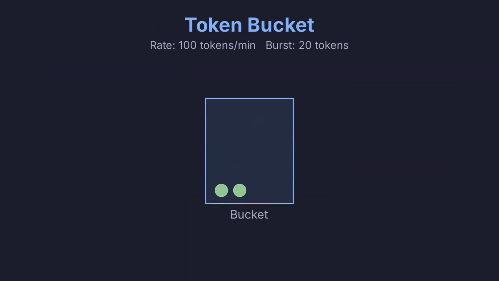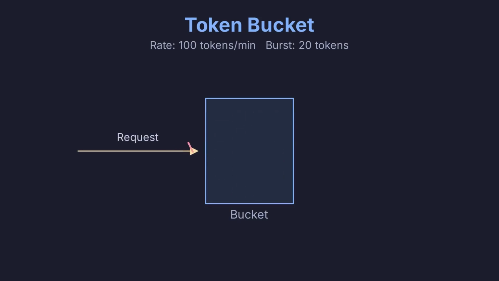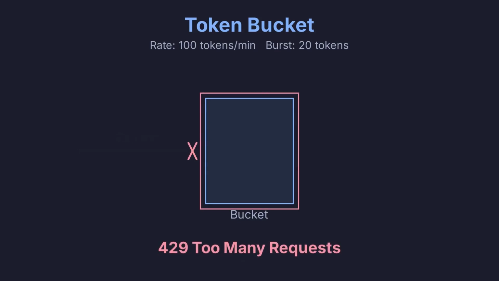You define a rate, say 100 requests per minute, and a burst size, maybe 20 tokens. The bucket starts full. Each request consumes a token. Tokens refill at a constant interval based on the rate. A request arrives. If there's a token, it's processed and the token is removed. If the bucket is empty, you get throttled.